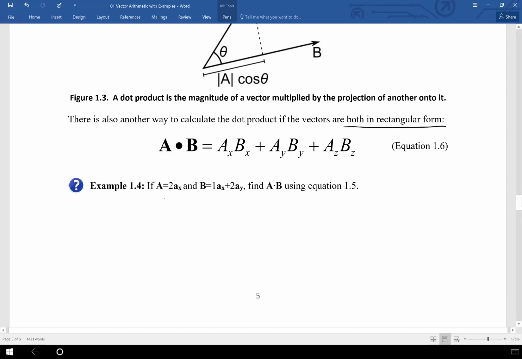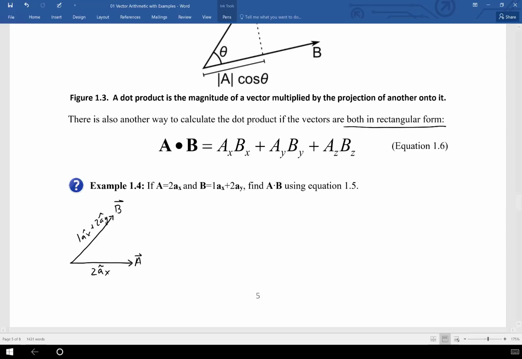And I know that I have a vector a. So a is going to be like this, and a is 2a sub x. And then I have b, which is 1a sub x plus 2a sub y. And the question is, what is the dot product between them?